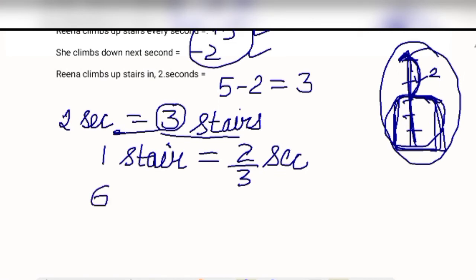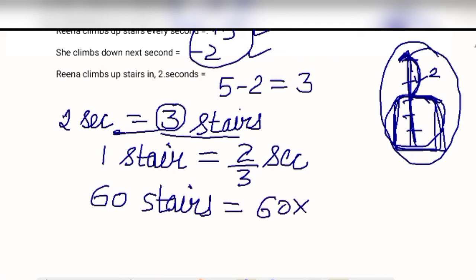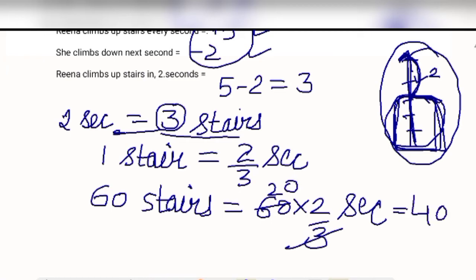Now for 60 stairs, multiply by 60. 60 multiplied by 2/3 seconds. 3 twos are 6, 0. So 40 seconds is your answer.